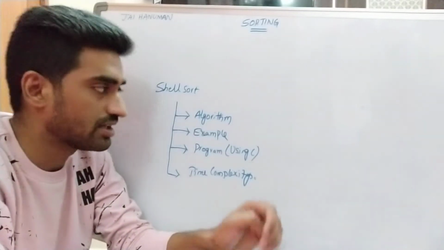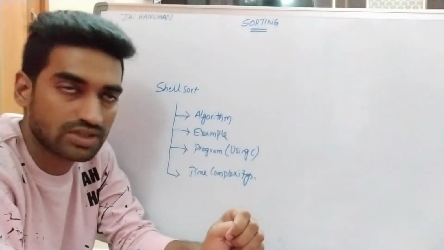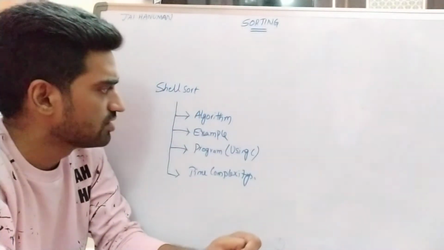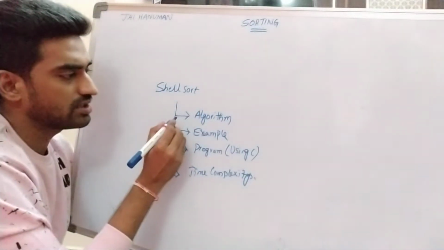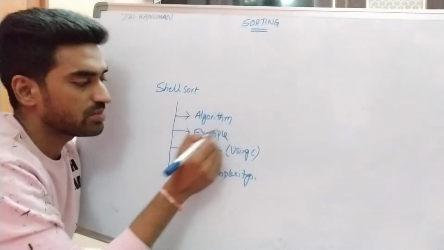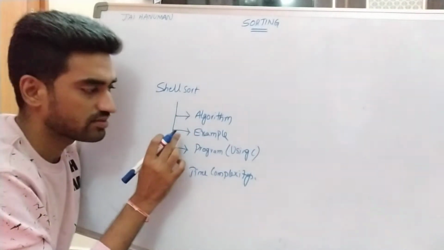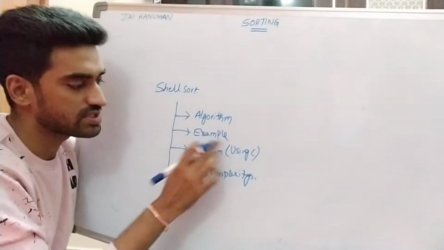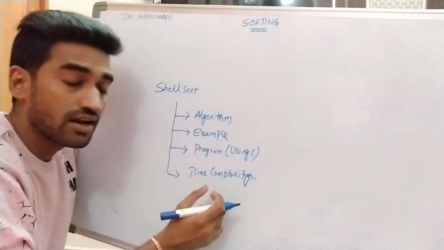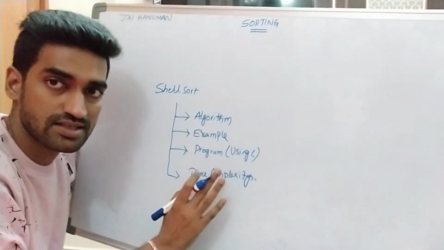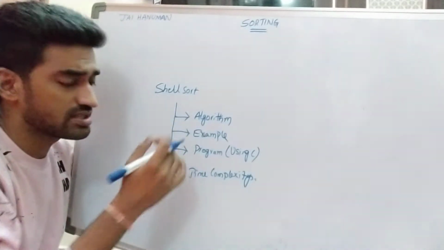Yes, hi friends. In this session, we are discussing one more sorting technique, that is the shell sort mechanism. What is the algorithm for shell sort? Then we are analyzing the algorithm based on an example. Then I'm writing a program for shell sort using C language. Then we can analyze the time complexity of shell sort in terms of best case, average case, and worst case. We are discussing one by one.